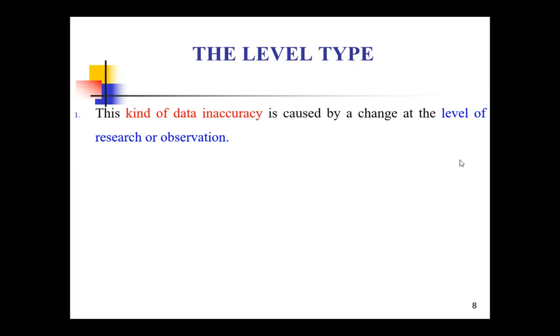For example, I am going to measure the diameter of a shaft. The diameter may be represented in meters, it may be in centimeters, or it may be in millimeters. So the level of observation varies, whether it is meters, millimeters or centimeters. When the level of observation changes from a higher level to a lower level, the accuracy level increases, so the inaccuracies will be eliminated. So how you are going to present the data is very, very important.